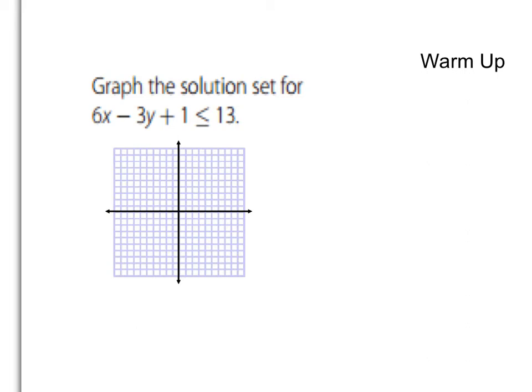Here is our warm-up problem for today, graphing the solution set, since we started graphing these yesterday. With inequalities, it starts off the same way as any graph. The easiest way to solve it is to get y by itself. Well, the first thing that I would move would be to take that plus 1 and subtract it.